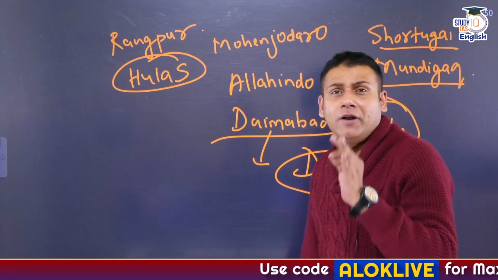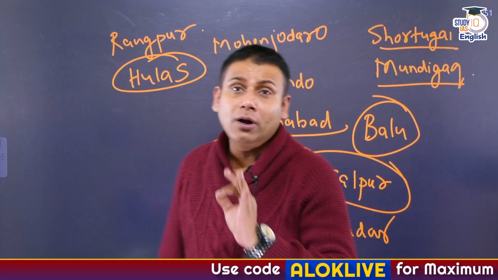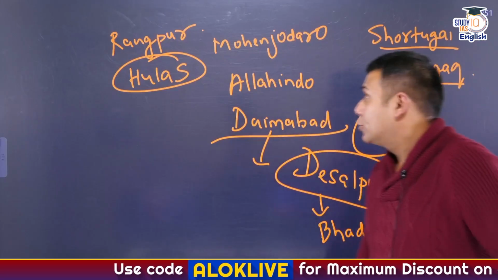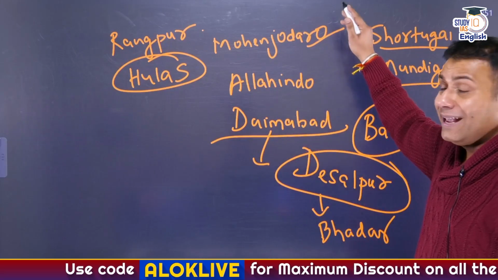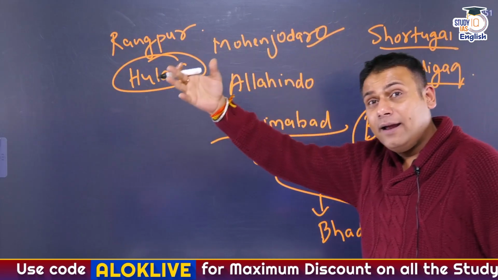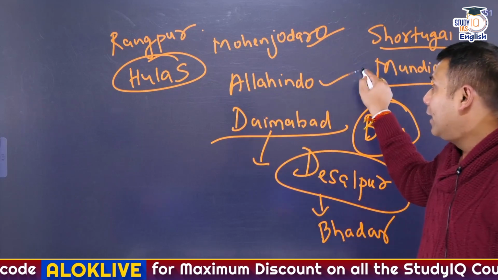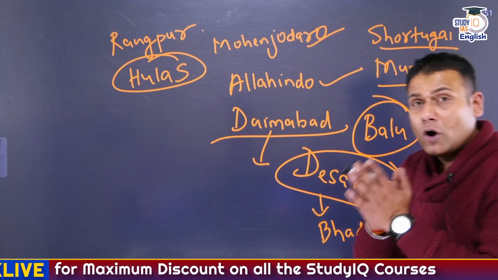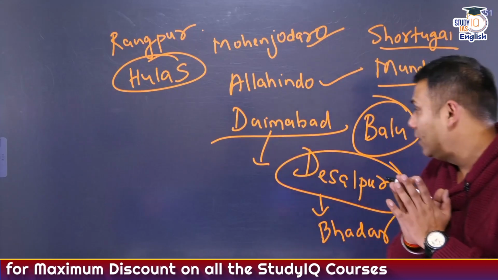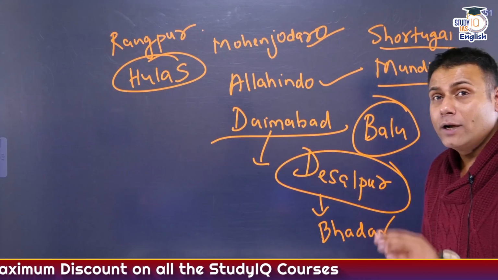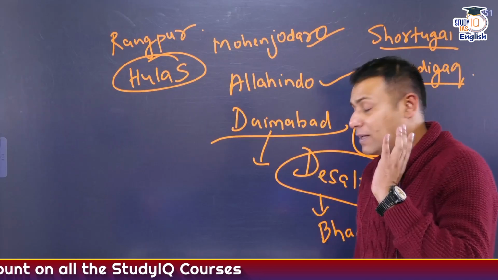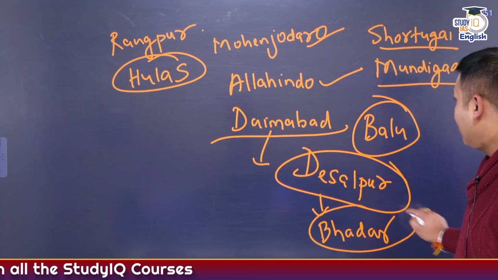Sometimes factual information can also help you out a lot, particularly in eliminating options. So, Mohenjo-daro was initially the largest site, then Rakhigarhi became the largest site. Allahdino is the smallest site. Daimabad, located in Maharashtra, is where a bronze buffalo statue was observed. Desalpur is located in Gujarat, Nakhatrana Tehsil, specifically on the banks of the river Bhadar.